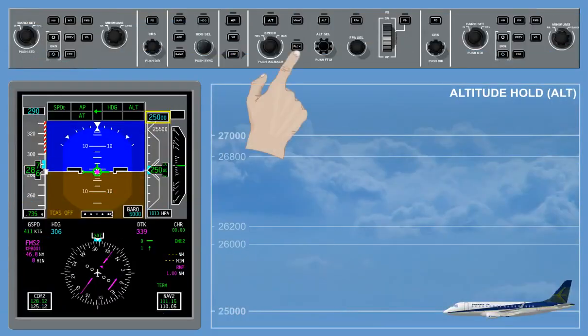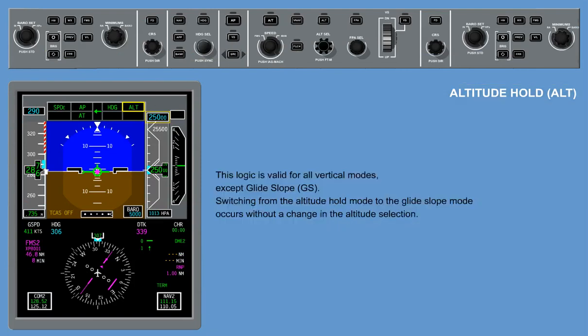Otherwise, the altitude indication on the FMA and the altitude digital readout in the PFD will flash for 5 seconds. This logic is valid for all vertical modes, except glide slope. Switching from the altitude hold mode to the glide slope mode occurs without a change in the altitude selection.